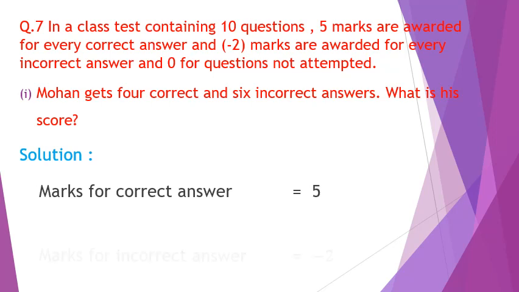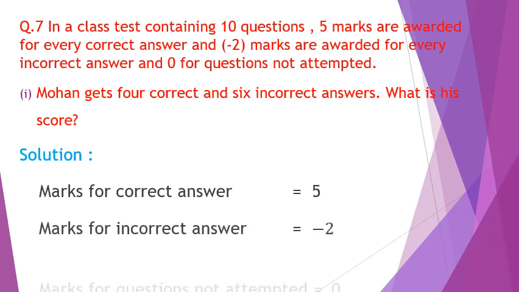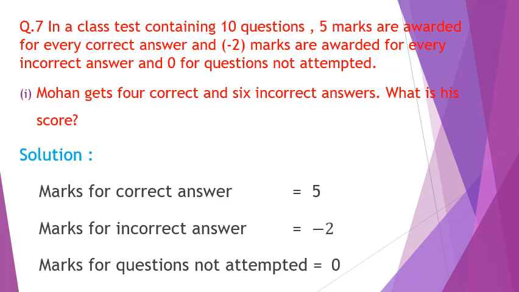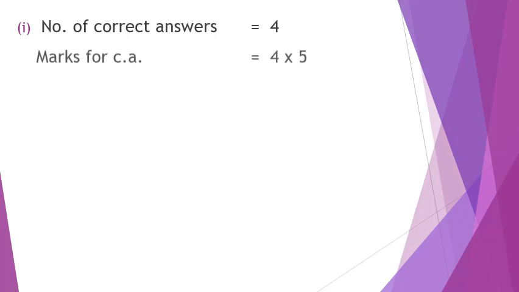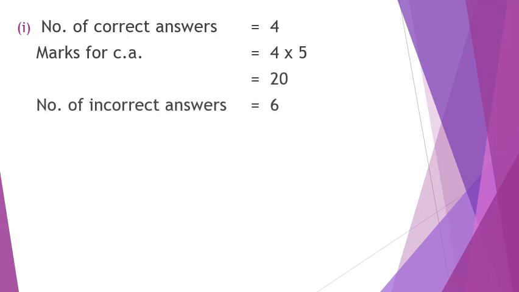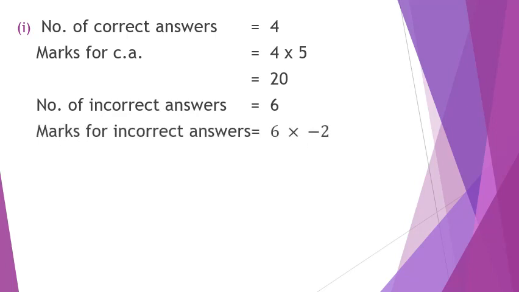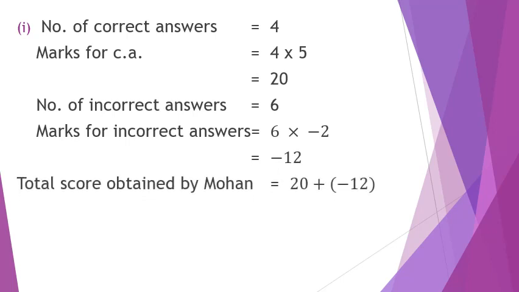Marks for correct answer is 5. Marks for incorrect answer is minus 2. Marks for questions not attempted is 0. So the first part, number of correct answers 4. So marks for 4 correct answers will be 20. Number of incorrect answers is 6. Therefore, marks for incorrect answers 6 into minus 2 equal to minus 12. Total score obtained by Mohan equal to, you can add both the marks. 20 plus minus 12 equal to 8 marks.